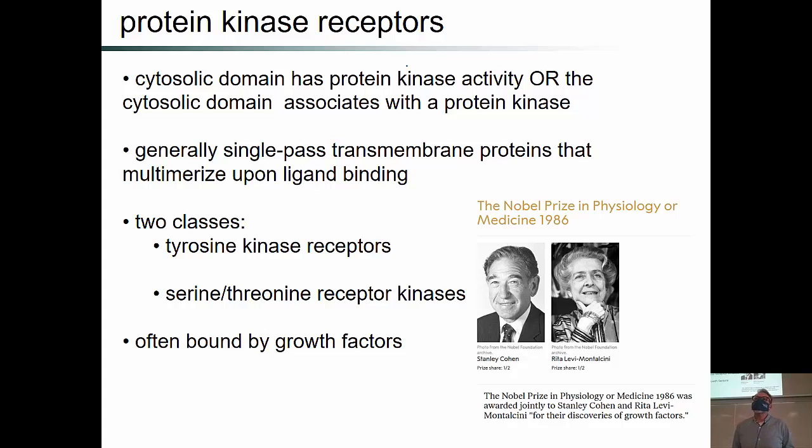These protein kinase receptors are often bound by what are called growth factors. And growth factors are important for growth and division, okay? And the Nobel Prize, there's been a few, but the early Nobel Prize for identification of these went to Stan Cohen and Rita Levi-Montalcini in 1986. Okay?